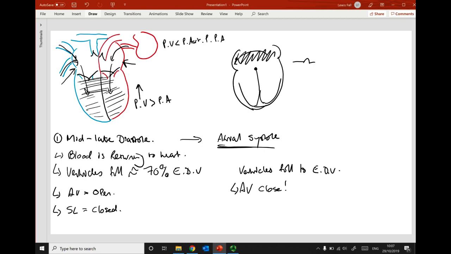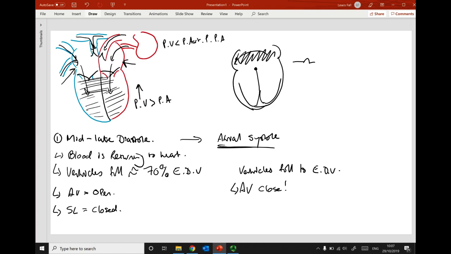But, big but, the pressure in the ventricles is not great enough to overcome the pressure in the aorta and the pressure in the pulmonary arteries. So the pressure coming here is still greater than the pressure that is generated here, which means these valves stay shut. That's atrial systole.